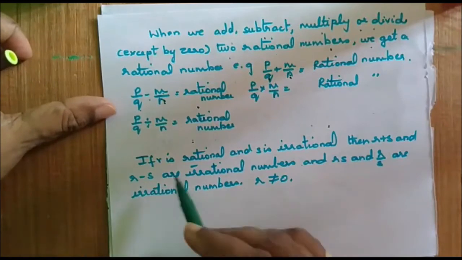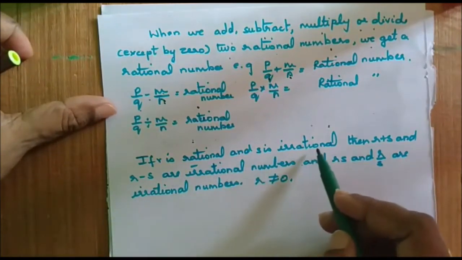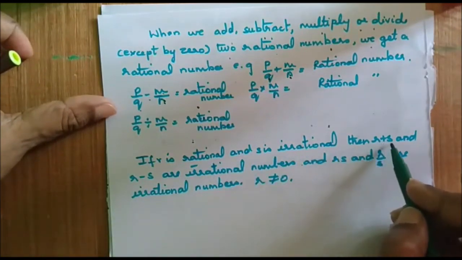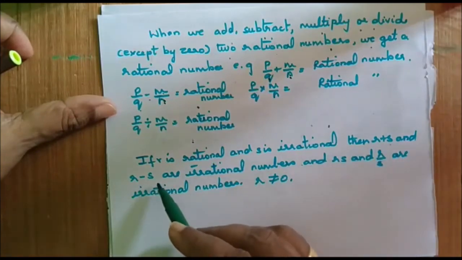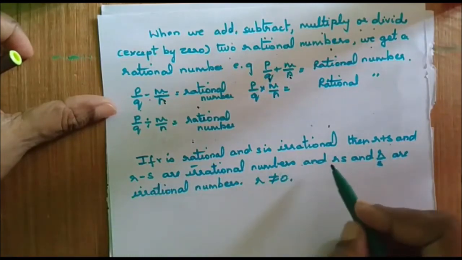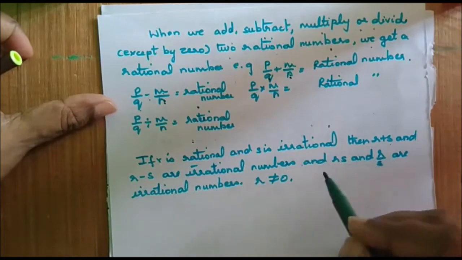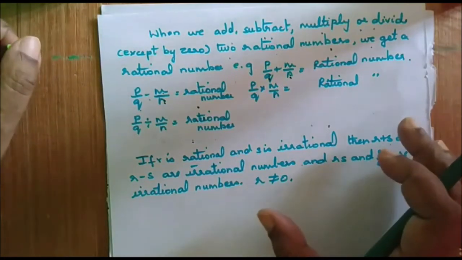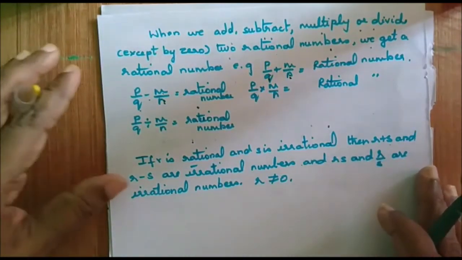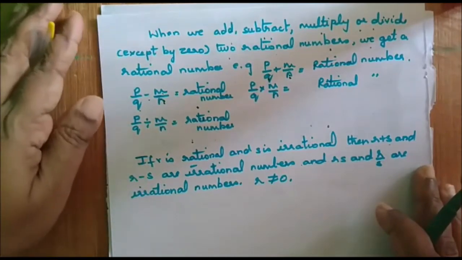Okay. So if R is a rational number and S is an irrational number, then R plus S and R minus S are irrational numbers, and RS and R by S are also irrational numbers. Okay, I hope you get it. But this is not always the case.